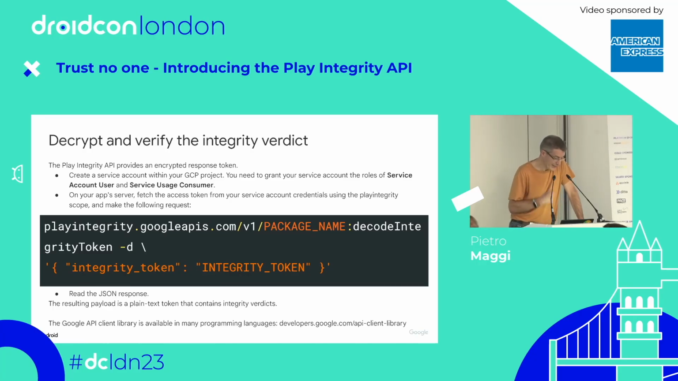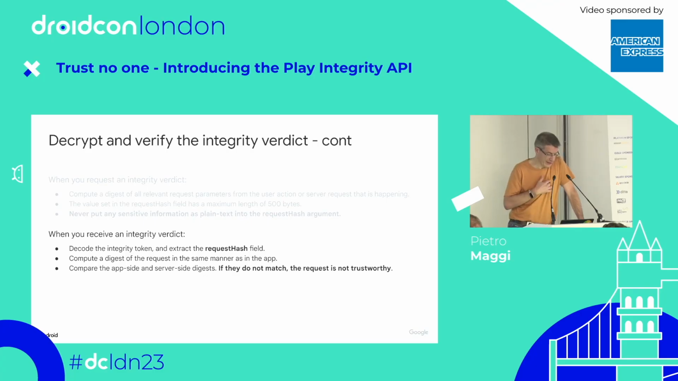The resulting payload is a plain text token that contains the integrity verdict, the 4 different parameters we saw before. So you can decode the integrity token and extract the request hash. And so you check that this is the same request that you did at the beginning. So it's not a replay attack. You compute the digest of the request. And so if they don't match, okay, there is a problem.